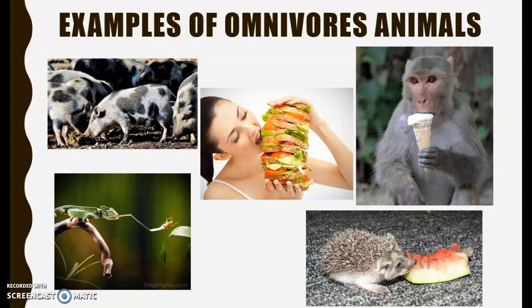We also can mention some examples of omnivorous animals. In this picture, you can see pigs, different kinds of reptiles, some species of monkeys, and human beings. All of them includes in their diet not only animals but also plants.